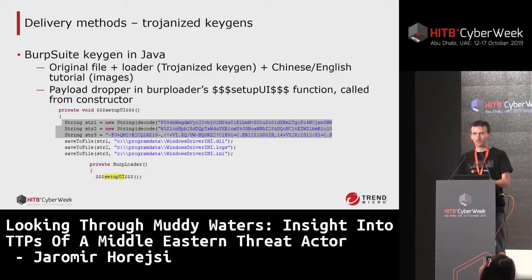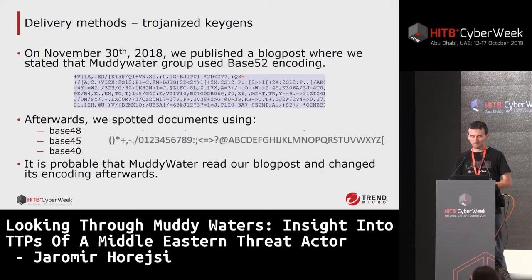Another interesting delivery method which we noticed was Trojanized keygens. We found a tool called Burp Sweep for pentesters. There was a keygen written in Java, and this keygen was Trojanized. Around six different lines were added, as you can see in the screenshot. They drop three different files onto the infected machine. This is one of the delivery methods for one of these backdoors.